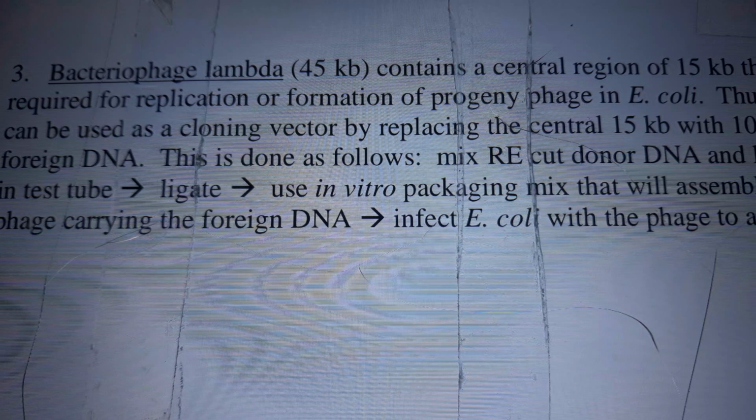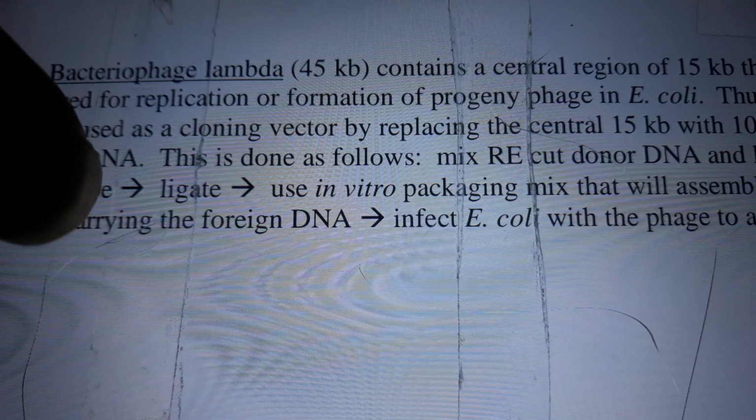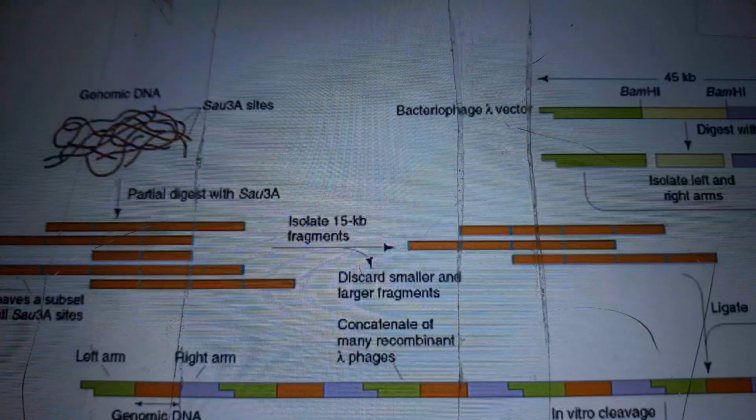Mix restriction enzyme, cut donor DNA and lambda DNA in a test tube. Ligate, and use an in vitro packaging mix that would assemble progeny phage carrying the foreign DNA. Infect E. coli with the phage to amplify. This is the figure of the amplification and the cloning.